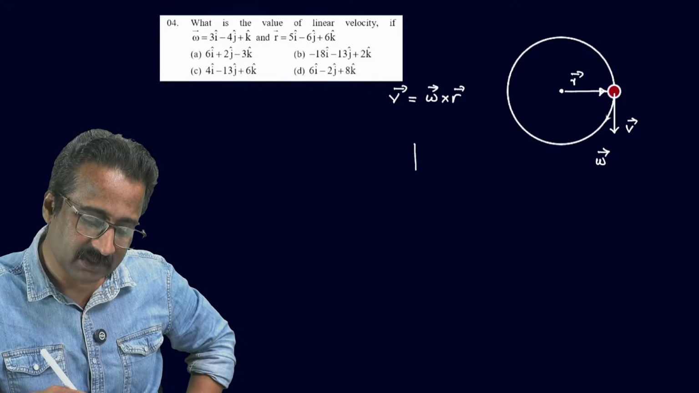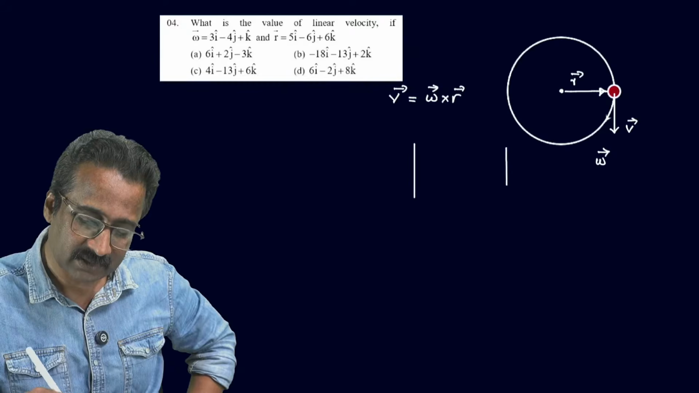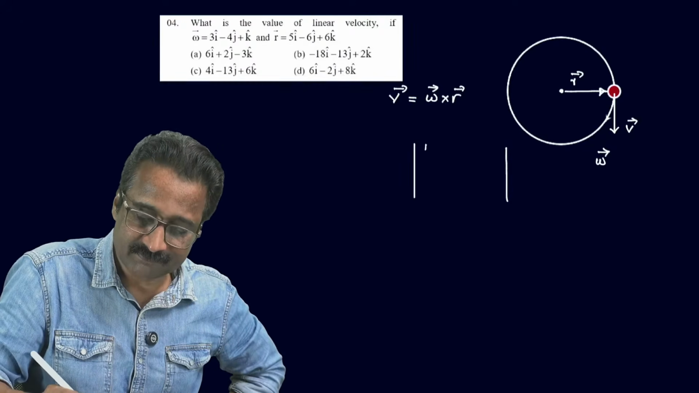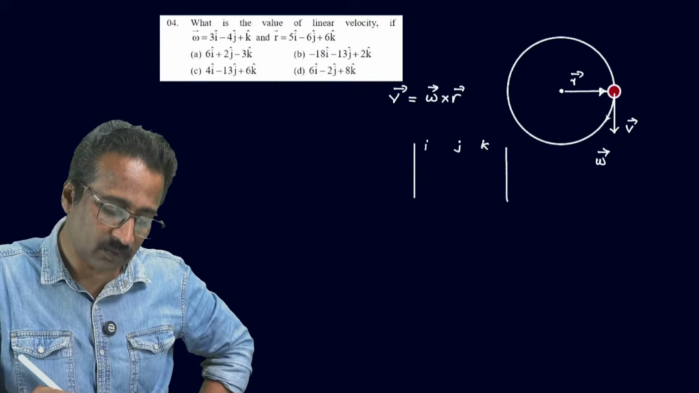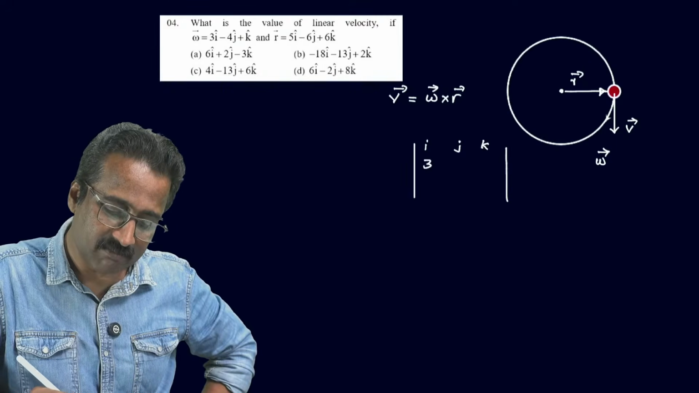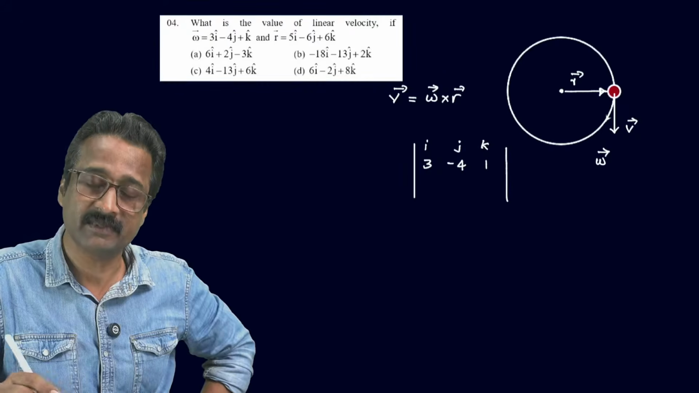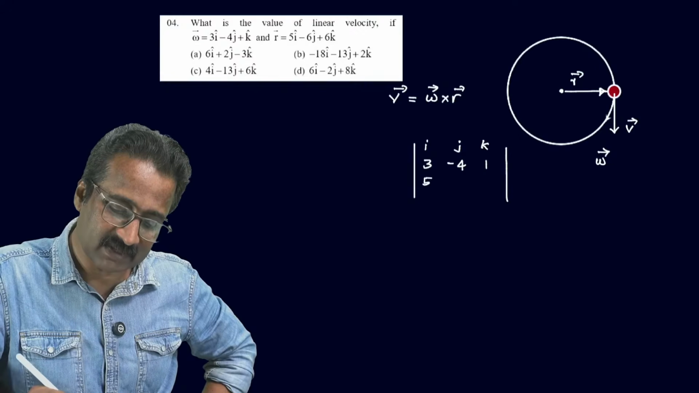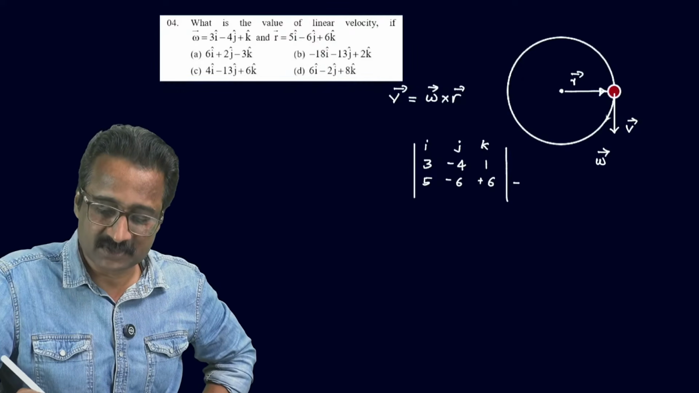I depend on the matrix method, the determinant method. Okay, I'll take i, j, k first of all. This is i, j and k. Then what is omega cross r? Omega is 3i minus 4j, so minus 4, and plus 1k. So 3, minus 4, 1. And for r it is 5 and minus 6, and again plus 6. Okay, this is it. So the determinant of this is going to be your answer.